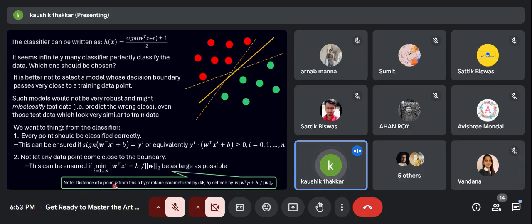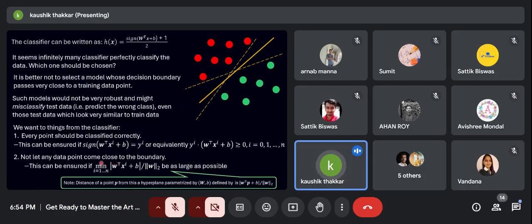So let's say you have a point P and you want to find its distance from a hyperplane parameterized by W comma B. That is defined by W transpose P plus B upon the L2 norm of W. This can be proved; it is very simple geometry. Now what we want is the minimum of these quantities over all the training points, that is, the minimum of W transpose Xi plus B upon the L2 norm of W.